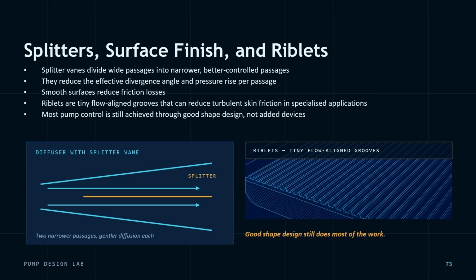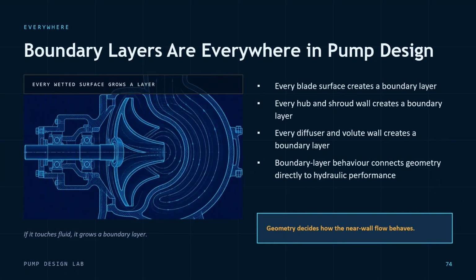At this stage, the important realization is that boundary layers are not isolated effects. They are present across the complete hydraulic passage of every pump. Boundary layers are everywhere in pump design. At this point, we can see that boundary layer science is not a separate topic sitting outside pump design. It is present in every hydraulic passage. Every wall creates a slow layer.